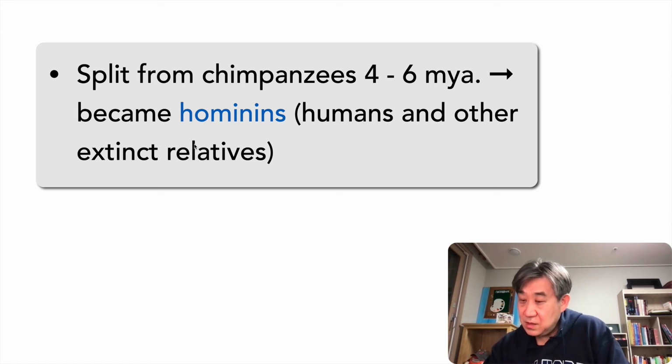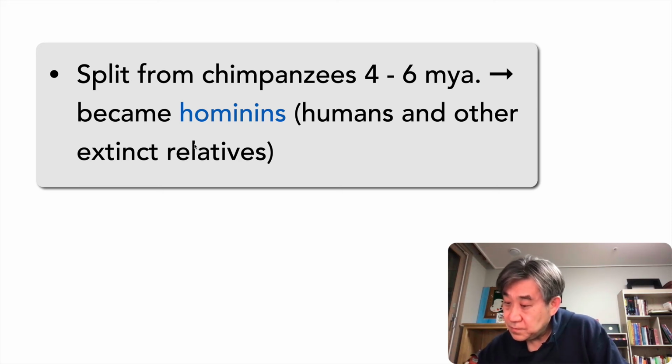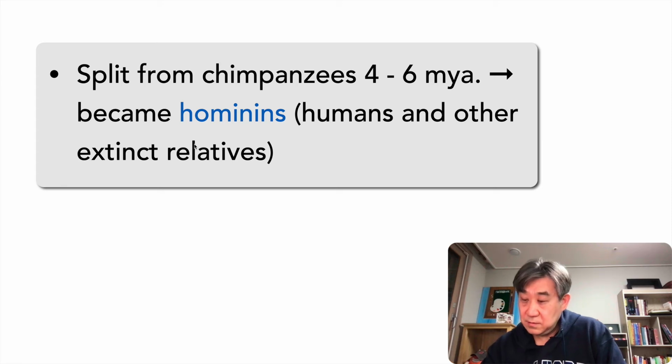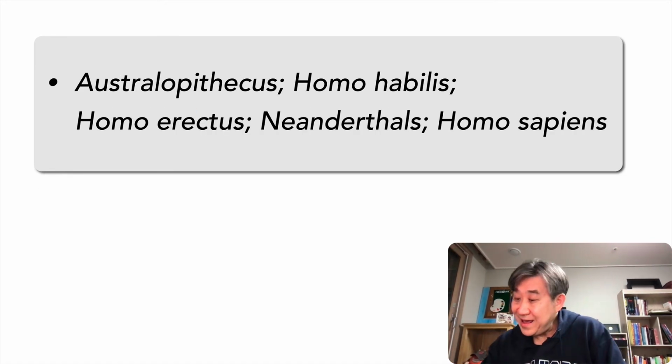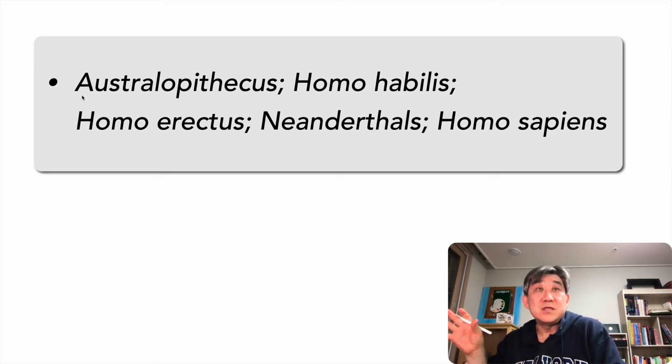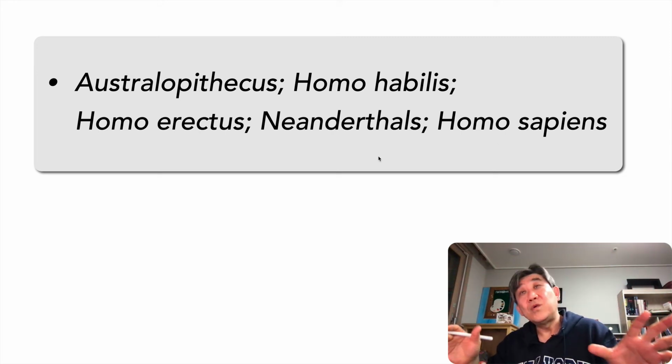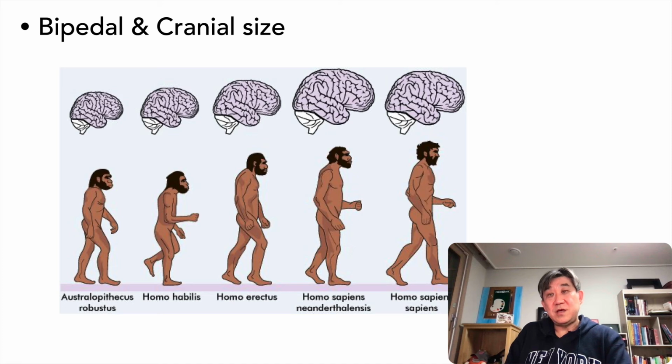So this hominin group includes humans and all those extinct relatives. We are the only member of this hominin group still alive presently. Famous hominins include Australopithecus, Homo habilis, Homo erectus, Neanderthals and Homo sapiens. But these are not the only hominins.